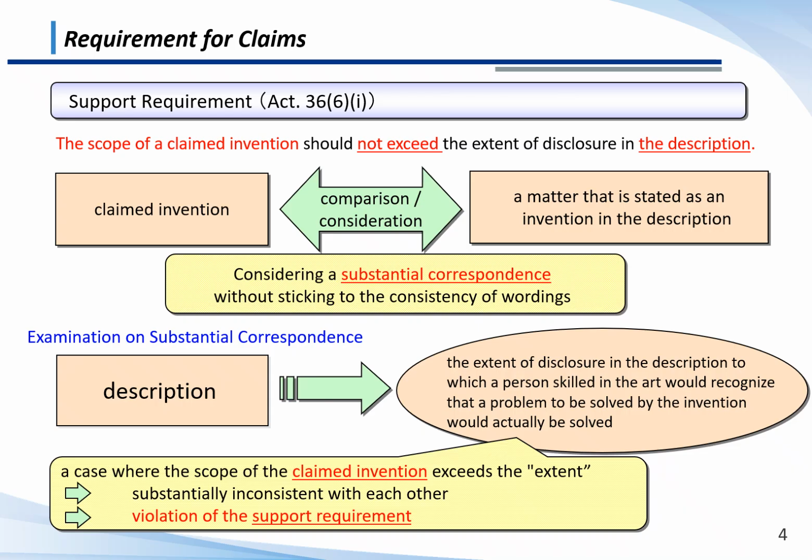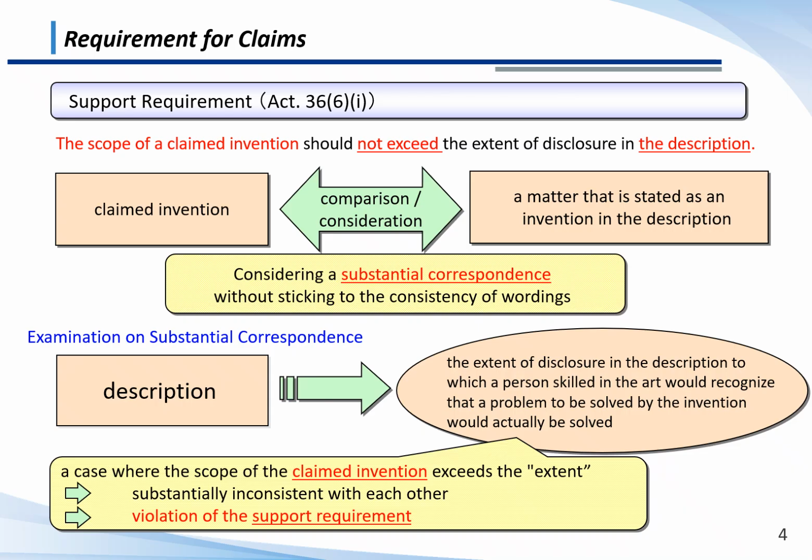Whether the statement in the claims satisfies the support requirement is determined by comparing and considering the claimed invention and the matter that is stated as an invention in the description. In performing this comparison, the examiner considers a substantial correspondence between the claimed invention and the matter that is stated as the invention in the description, without sticking to the consistency of wordings.